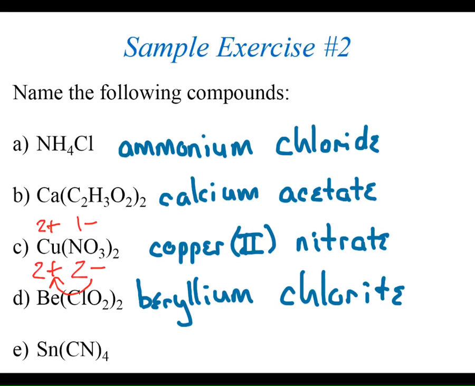Okay, let's try the last one. Yes? Why does it get the ite again? Because it had 1 less oxygen than the ate. Chlorate's the one you learned, ClO3. I say, aha, 1 less oxygen, so I turn it to ite. Okay. What's Sn?